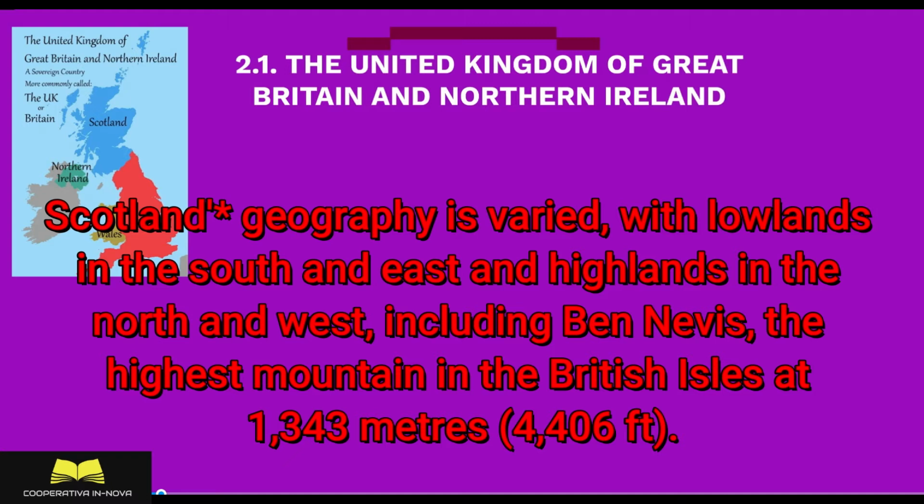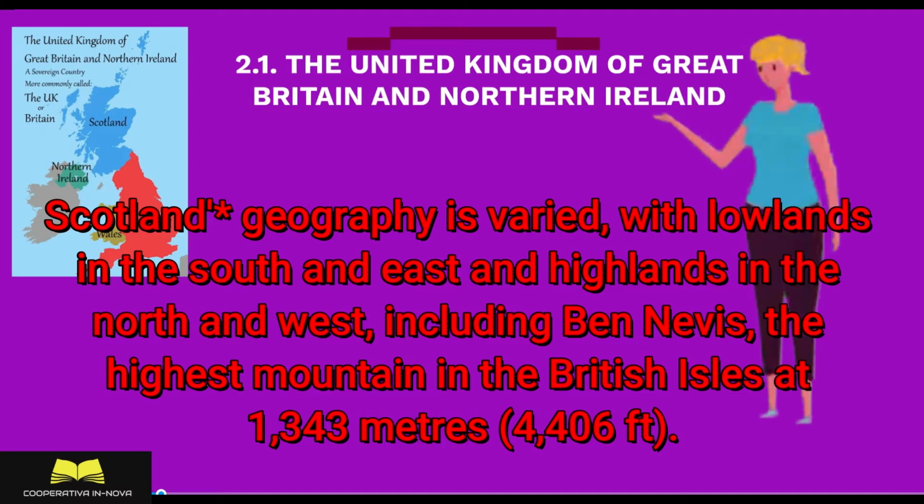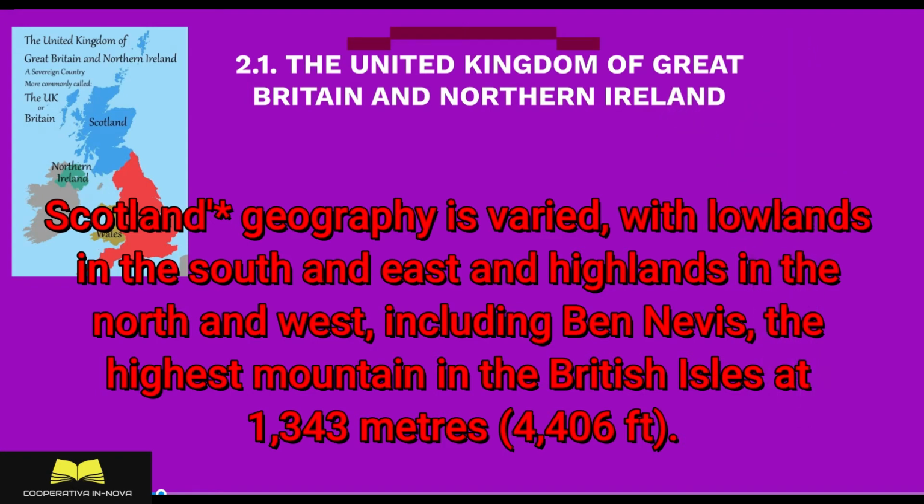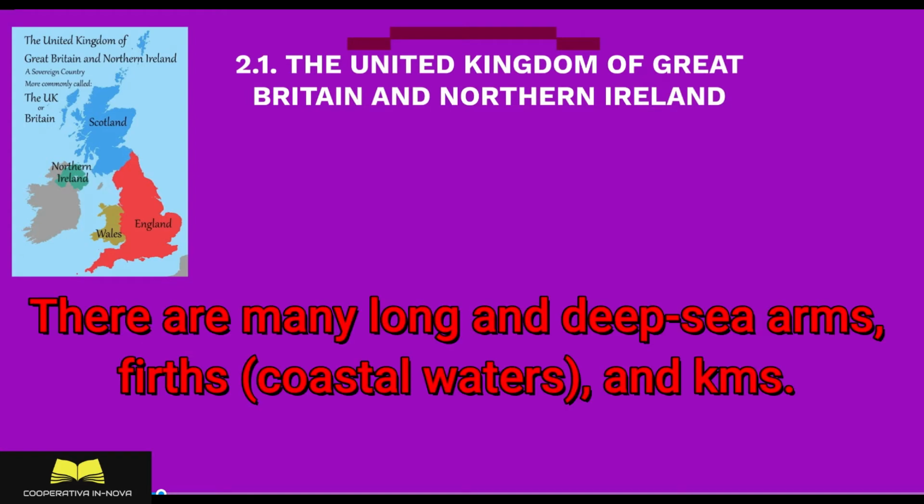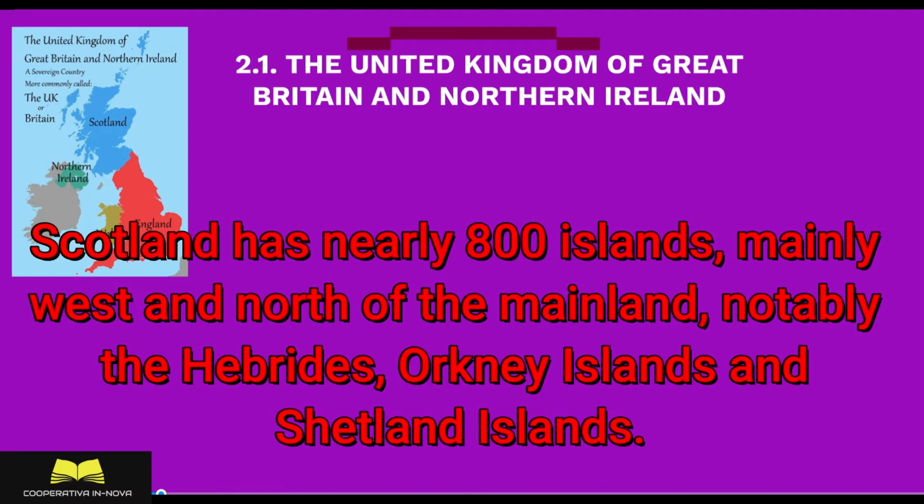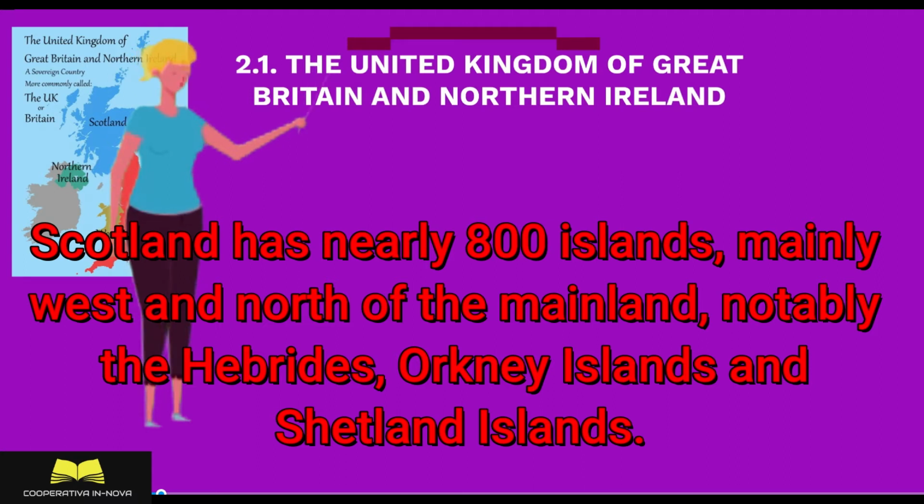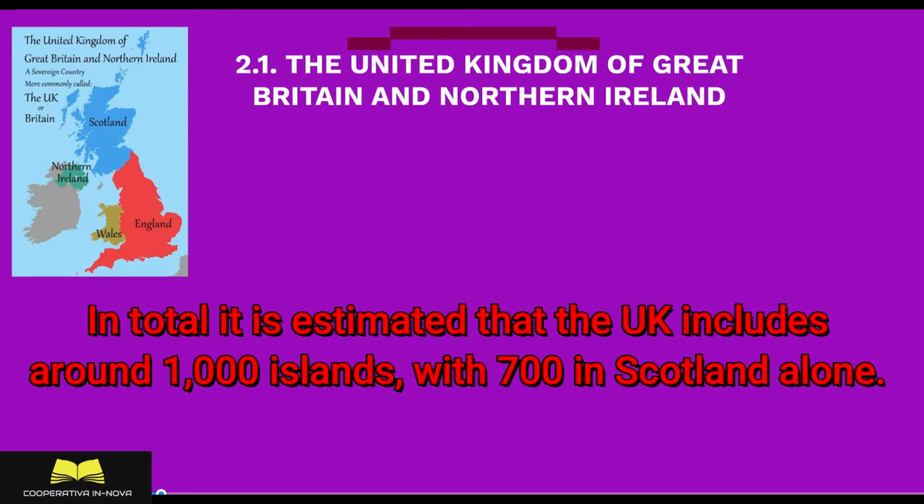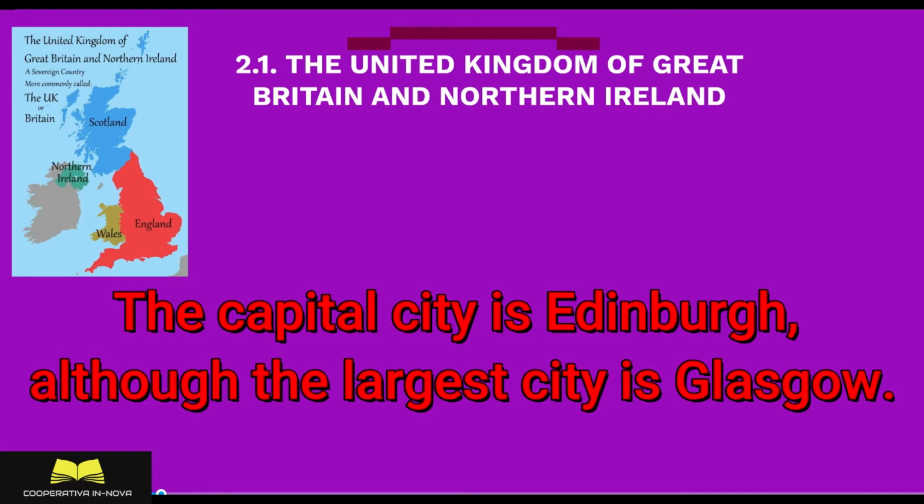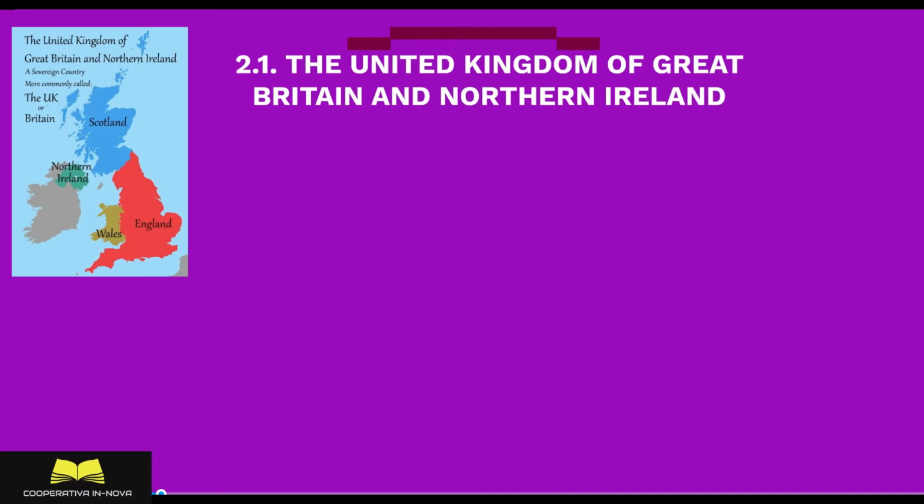Scotland's geography is varied, with lowlands in the south and east and highlands in the north and west, including Ben Nevis, the highest mountain in the British Isles at 1,343 meters, 4,406 feet. There are many long and deep sea arms, firths, coastal waters, and lochs. Scotland has nearly 800 islands, mainly west and north of the mainland, notably the Hebrides, Orkney Islands and Shetland Islands. In total, it is estimated that the UK includes around 1,000 islands, with 700 in Scotland alone. The capital city is Edinburgh, although the largest city is Glasgow.